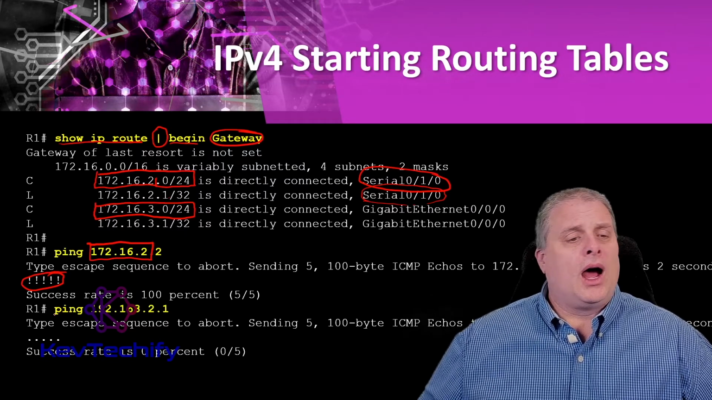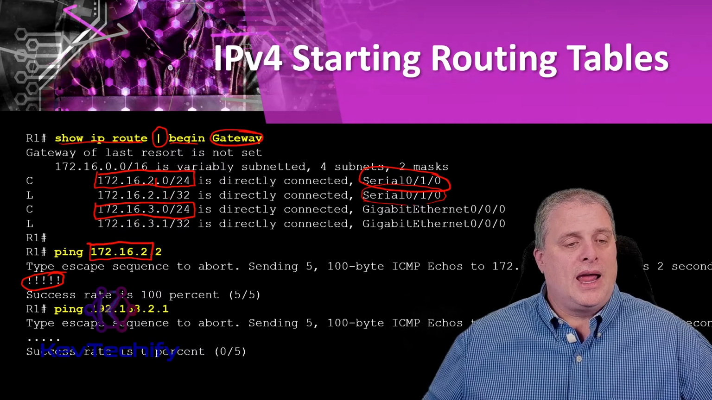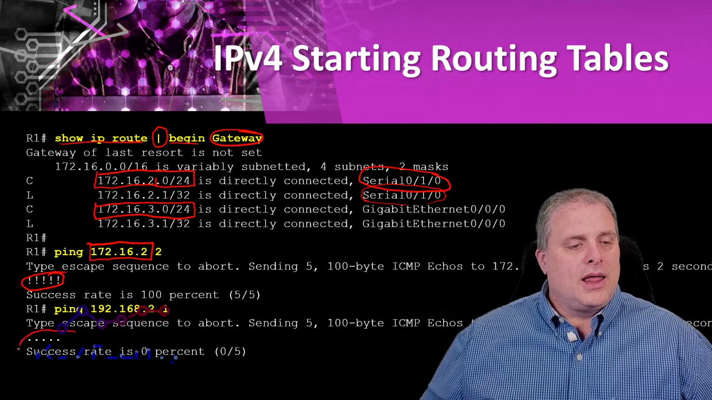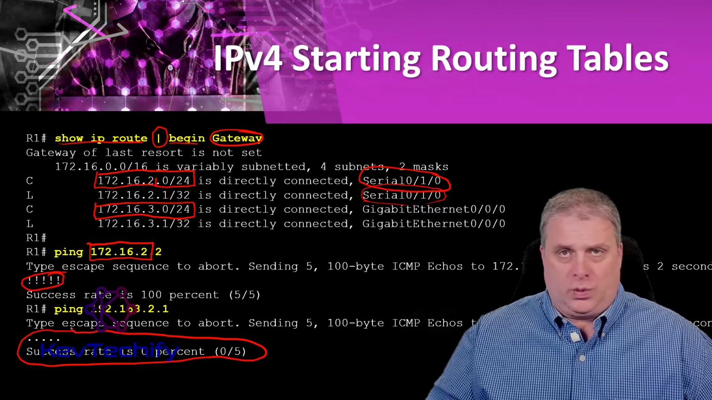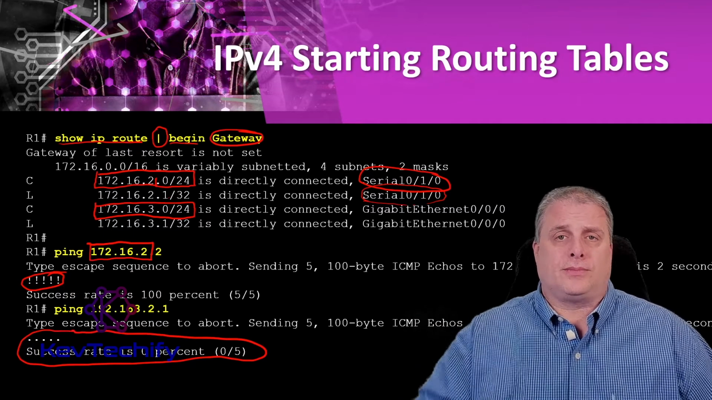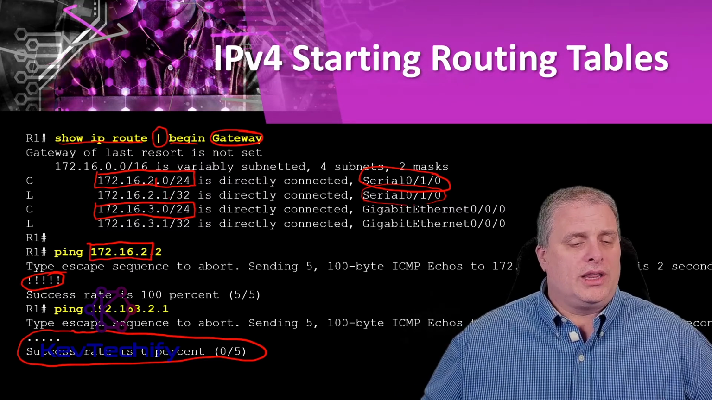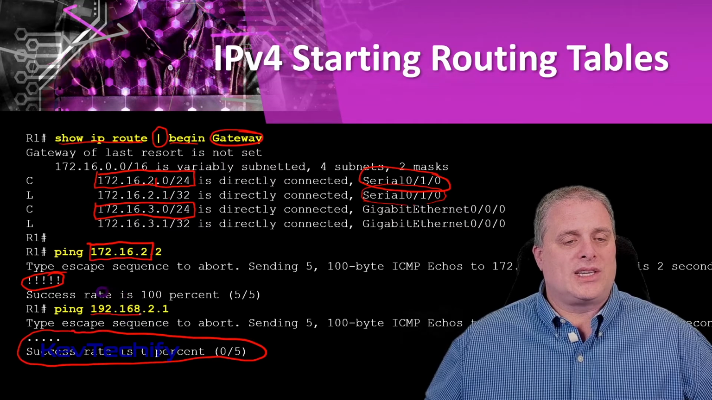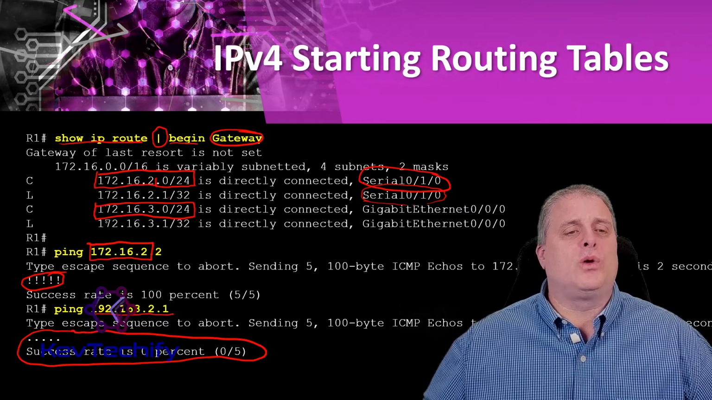Now, R1, you're going to go ahead and ping 192.168.2.1. If we notice the success rate is 0, we didn't get any replies back. We were unsuccessful every time. Why is that? Look at our network, or look at the address we're pinging, 192.168.2.1. Is that any of the networks we know about?